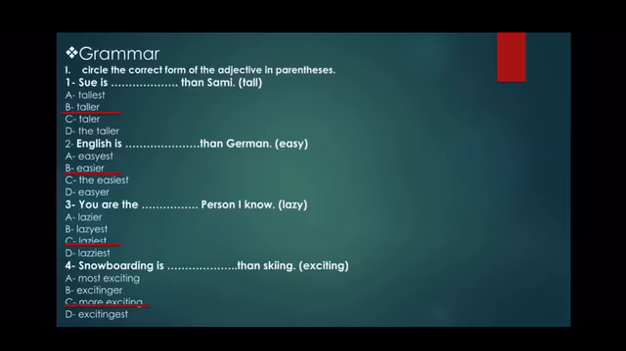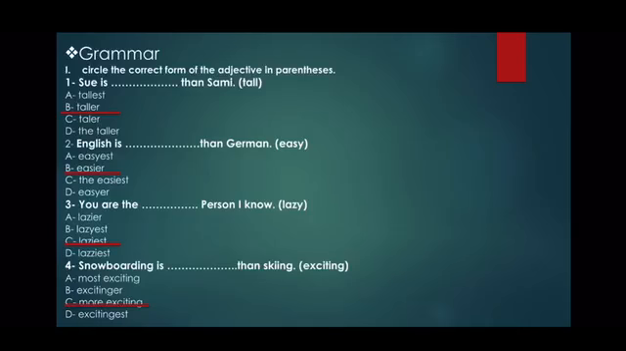English is, then German. Here also I'm comparing between 2. So I'm going to use the comparative, and I have the adjective, which is easy. Easy is 2 syllables, and it ends with a Y. You should be careful. It ends with a consonant followed by a Y, so I'm going to replace the Y with an I, and I would add ER.